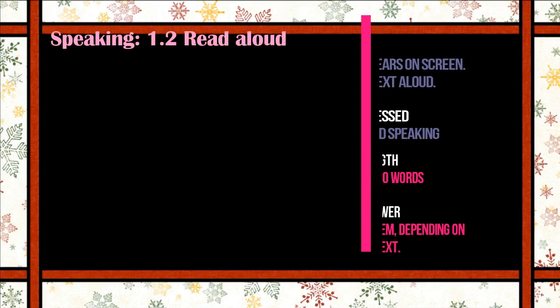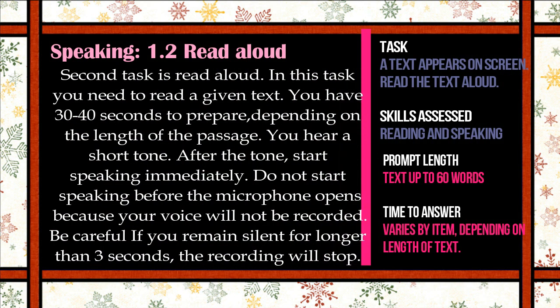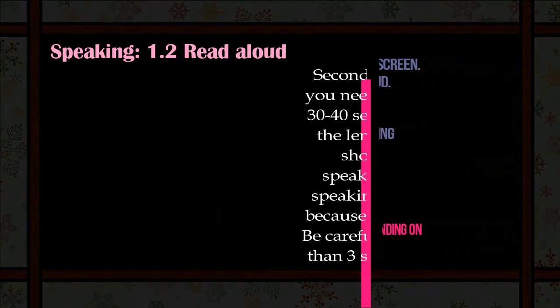Second task is read aloud. In this task you need to read the given text. You have 30-40 seconds to prepare, depending on the length of the passage. You hear a short tone. After the tone, start speaking immediately. Do not start speaking before the microphone opens because your voice will not be recorded. Be careful, if you remain silent for longer than 3 seconds, the recording will stop.